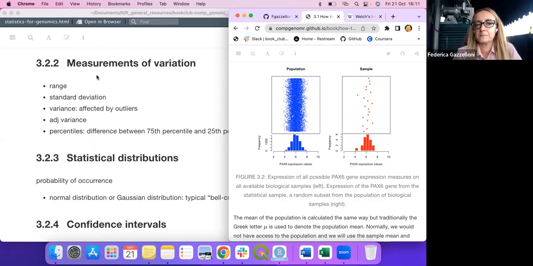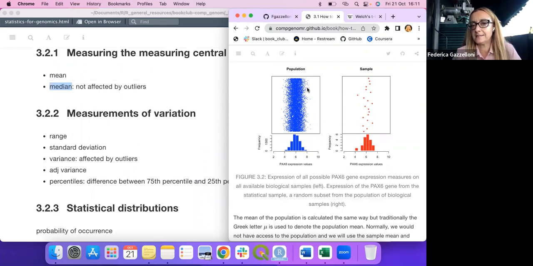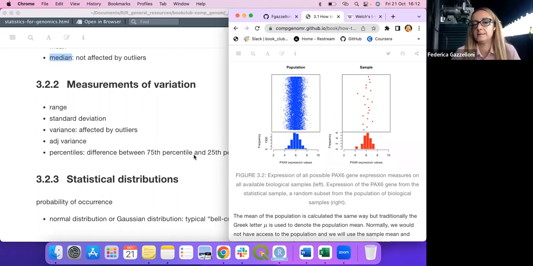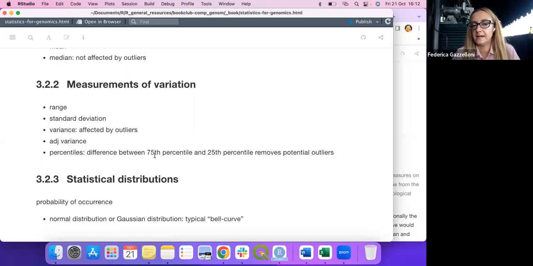As I said, there may be outliers. Outliers, what are they? They are evidence of variation within the data. So there are some types of measurements that can be used to take this variation into consideration. These are the range, so we can consider the range of the data. We can calculate the standard deviation, the variance, and an adjusted variance that is the one used in some cases, and even the percentiles.